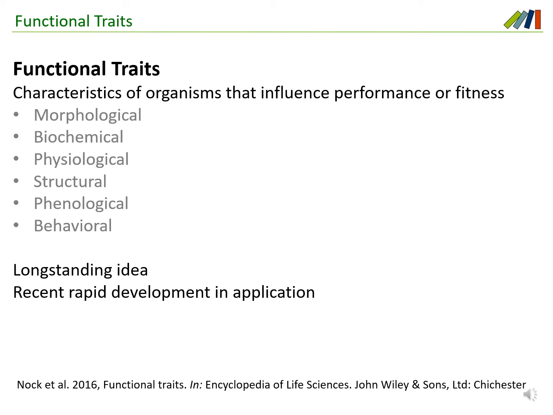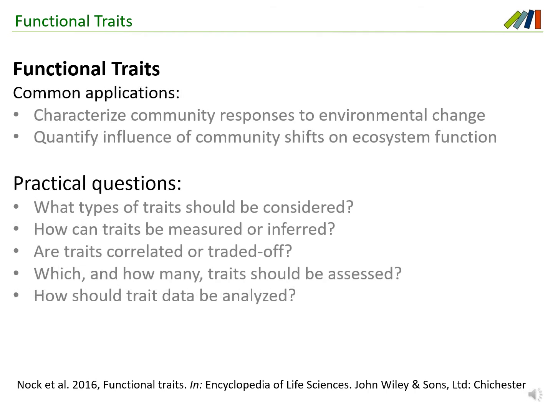The big idea is that an ecosystem function is the product of the functional traits of the various members of its biotic community, scaled by their abundance. Conceptually, this idea has been around for a long time, but we have only recently begun to see rapid development and practical applications of this idea. Studies of functional traits can characterize community responses to environmental change, or quantify the influence of community shifts, such as those predicted under climate change models, and thereby predict shifts in ecosystem function.